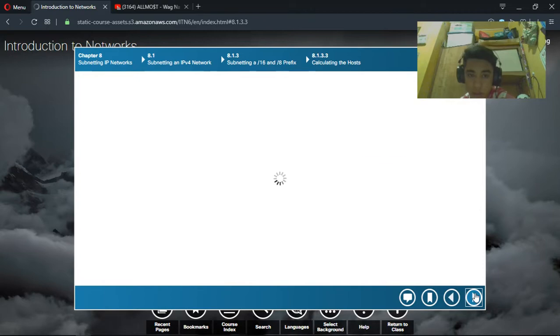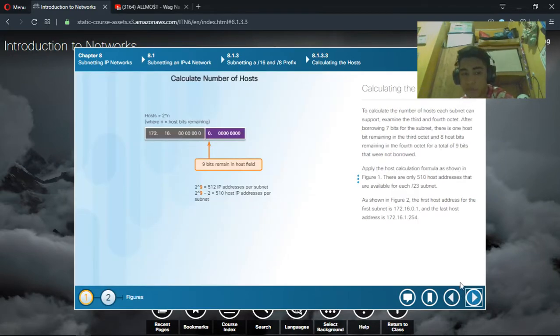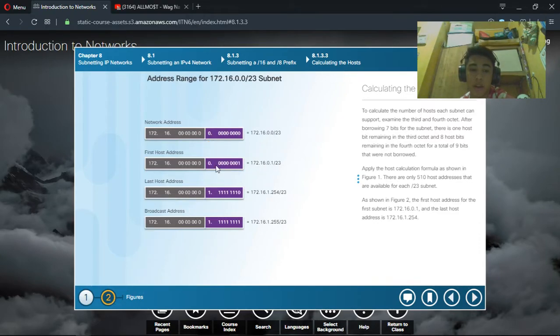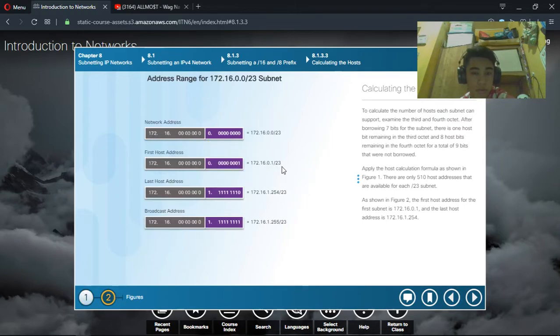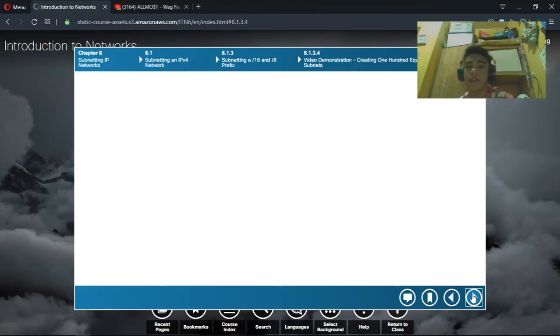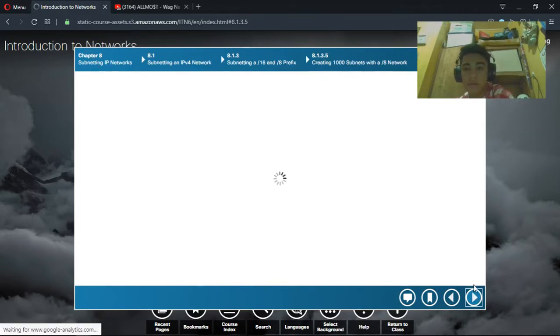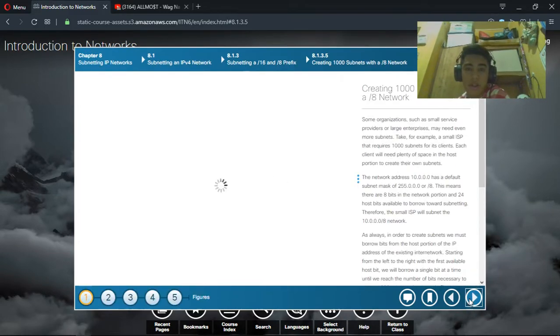Next, calculating the host. Calculating the host, we raise 2 to the number of zeros here, and then minus 2. And the first host address is here, 1. Okay, now I get it. Okay, just skip this.